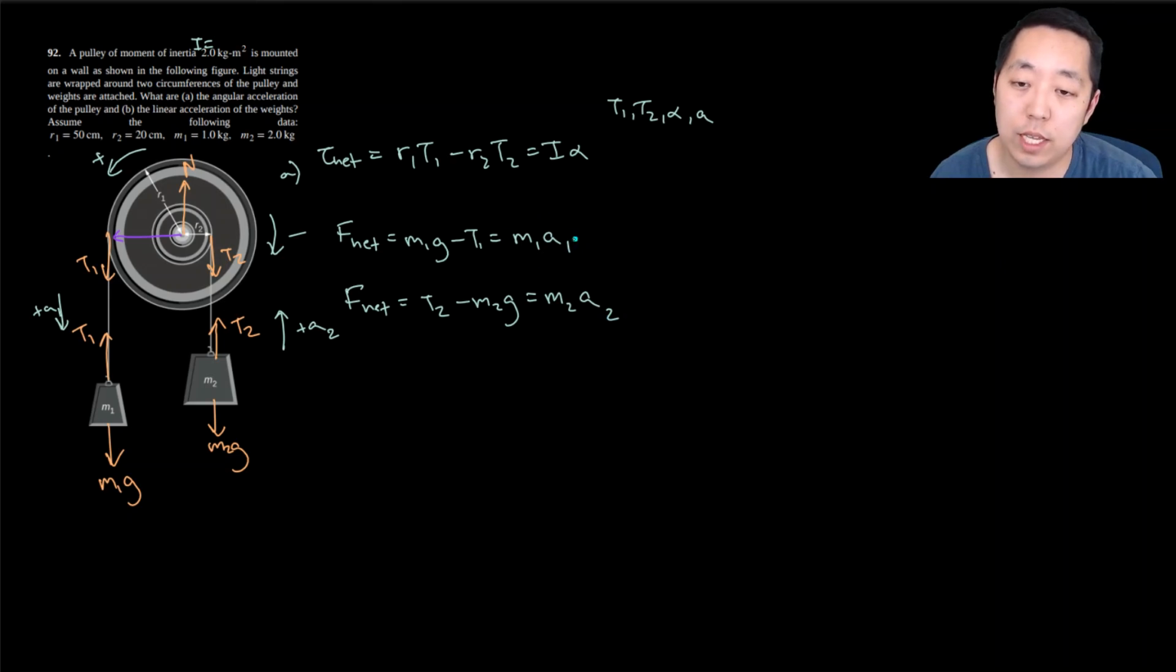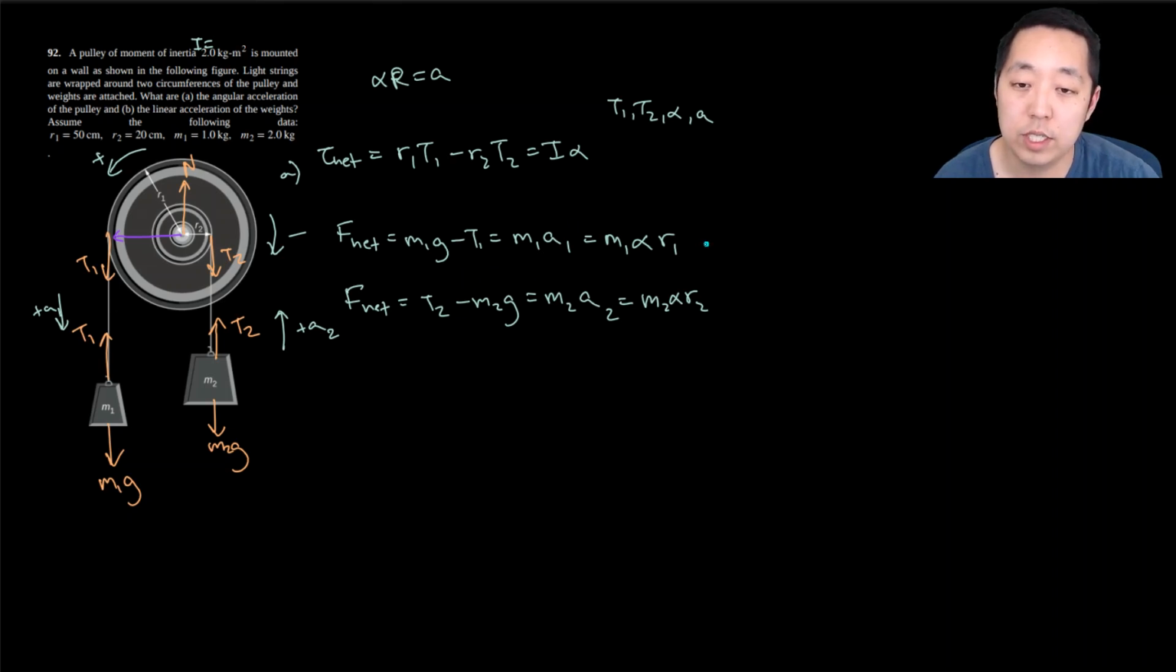What I need to do is relate this linear acceleration here with the angular acceleration. And if you remember, alpha R is equal to A. So this one's going to be M1 and A1 is going to be the angular acceleration times this radius, so it's going to be alpha times R1. And this one's going to be M2 times alpha times R2. Okay. And now I have these equations. What I want to do is replace T1 and T2 and solve for alpha.